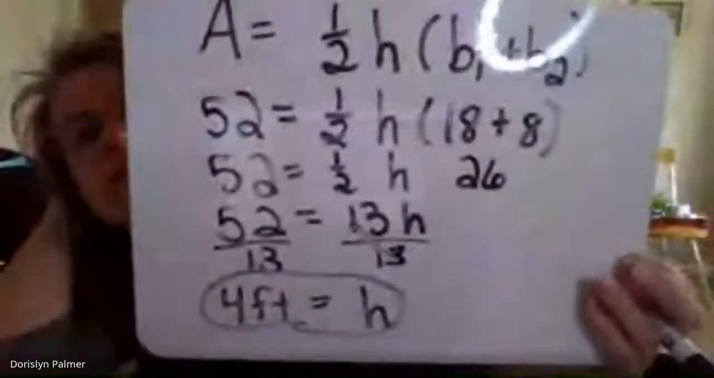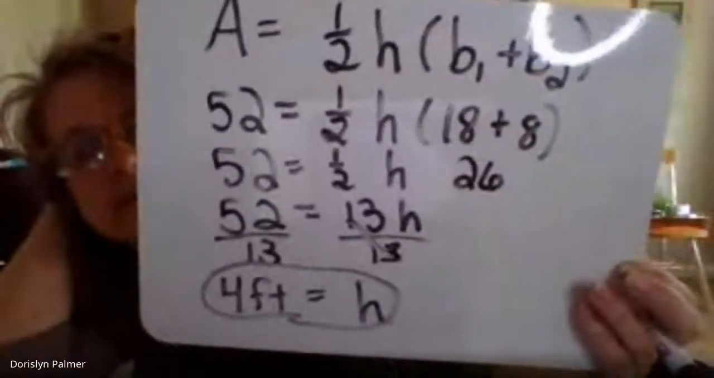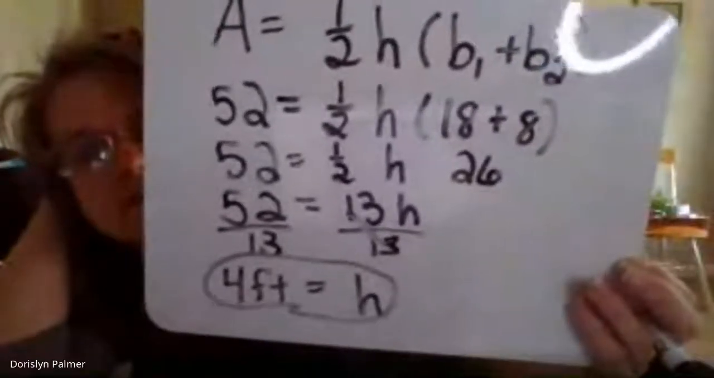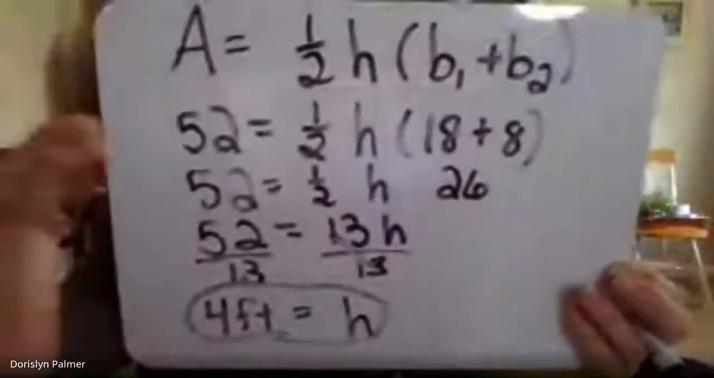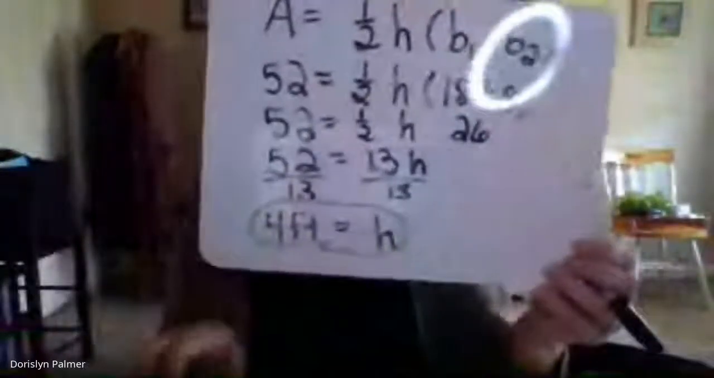Mrs. Palmer, how would I use a calculator for this? You would say 52 divided by 13 in your calculator. If you don't want to do that in your head or on paper, when you do the division, you would just type in 52 divided by 13. If you didn't know that one off the top of your head, you don't have to use a calculator. You could use paper and do 13 times 3 and see what you get. 13 times 4. 52 divided by 13.